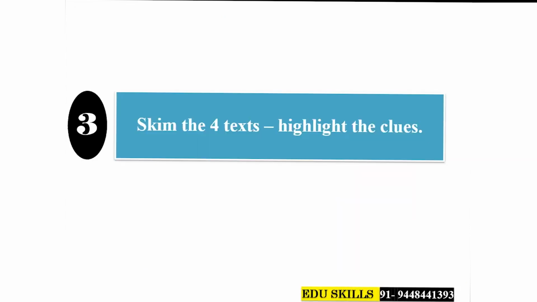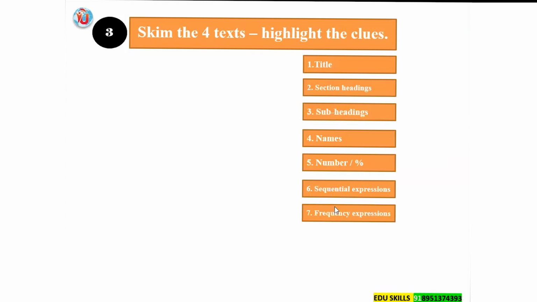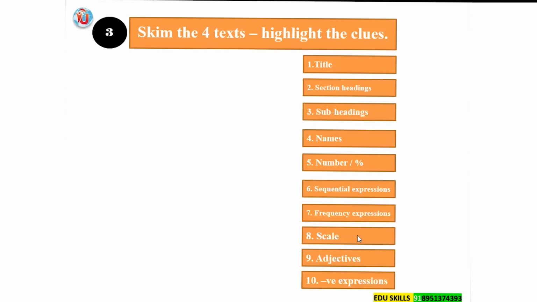Third one, skim the text and highlight the clues. So when you are reading, you have to skim the 4 texts and highlight the clues. Skim the text for title, section headings, subheadings, names, number, percentage, sequential expressions, frequency expressions, scale, adjectives, and negative expressions. You also have to look for nouns and adjectives too.